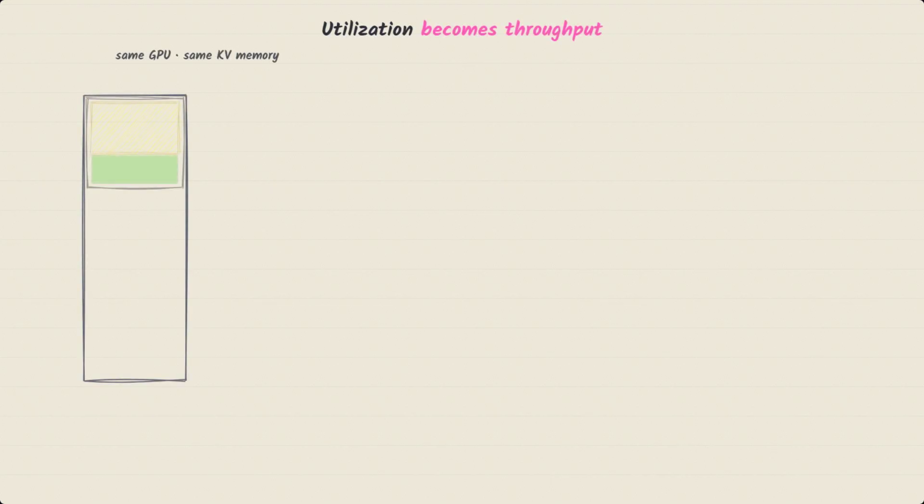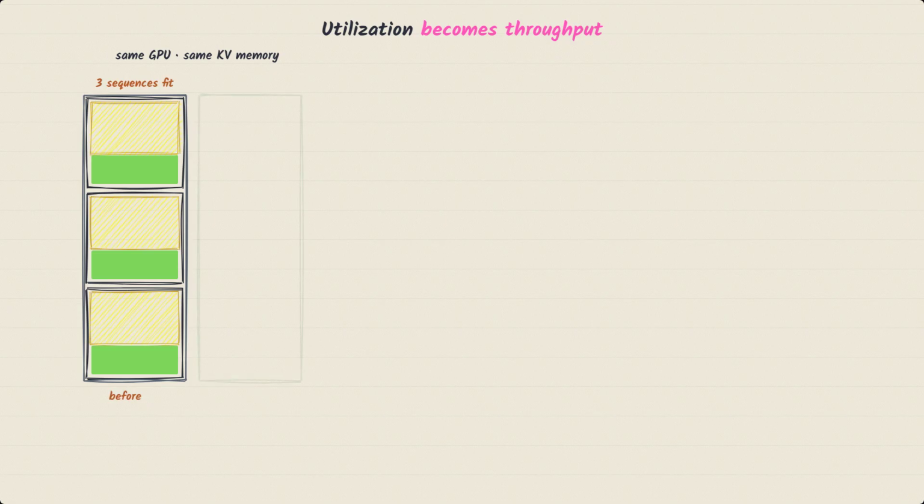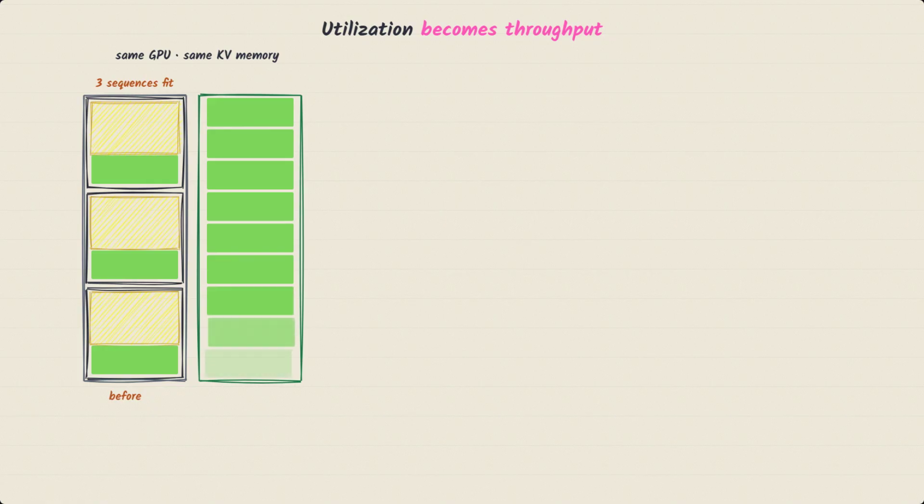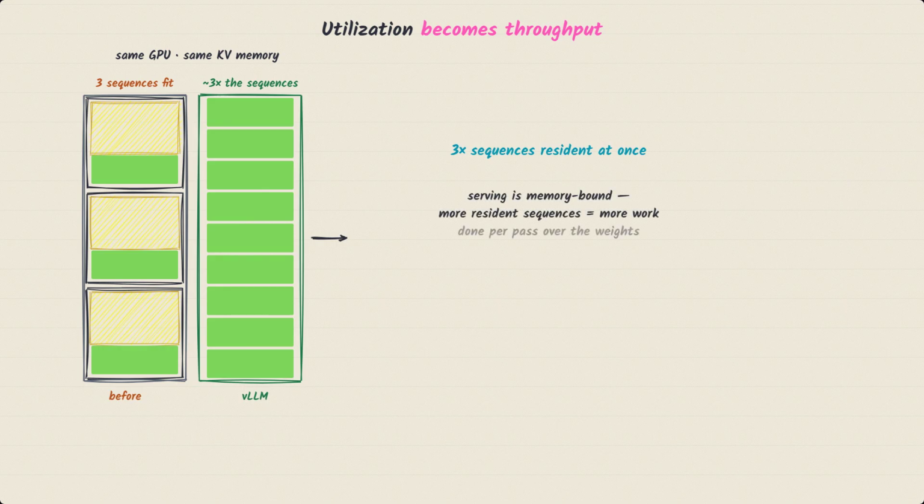Turn that into throughput, because that's the whole point. Suppose your old server was genuinely using only a third of its KV memory on real token state. vLLM uses nearly all of it. Same physical memory, roughly 3 times as many sequences resident at once. And since serving is memory-bound, more concurrent sequences is more work done per pass over the weights. That translates almost directly into multiples more throughput at the same latency.